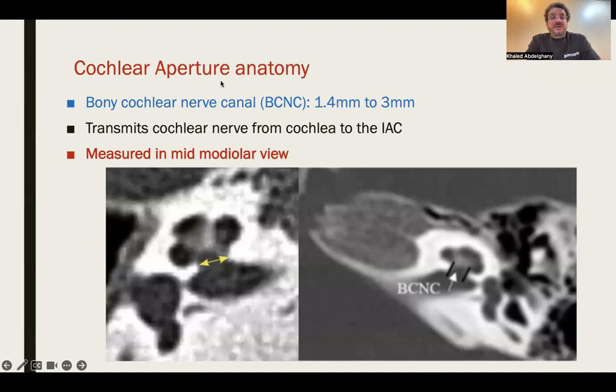The cochlear aperture anatomy: the bony cochlear nerve canal, you can call it the bony cochlear nerve canal as well. It has a normal range of width, which is between 1.4 up to 3 millimeters. Less than 1.4 means there is hypoplasia. More than 3 millimeters means there is anomalous widening of the cochlear aperture. It transmits the cochlear nerve from the cochlea to the internal auditory canal. Measurement of this width should be done in the mid-modular view.